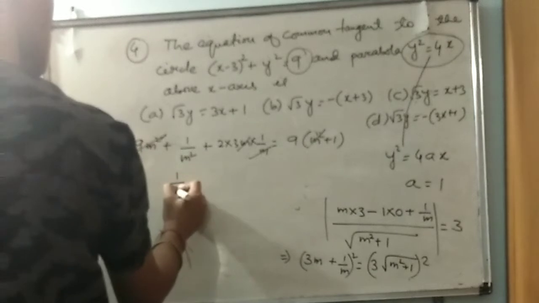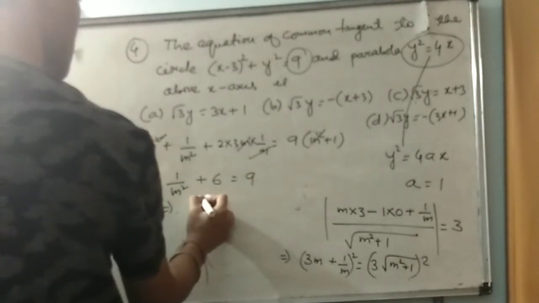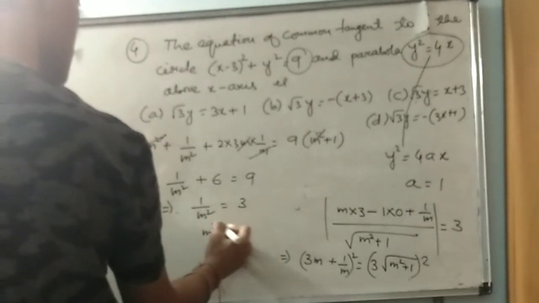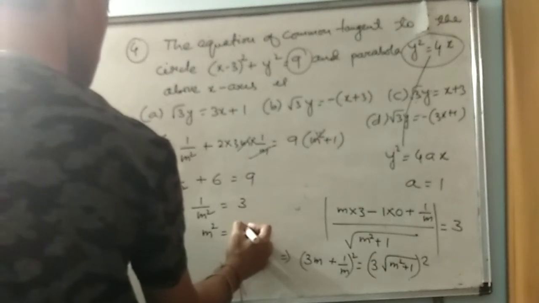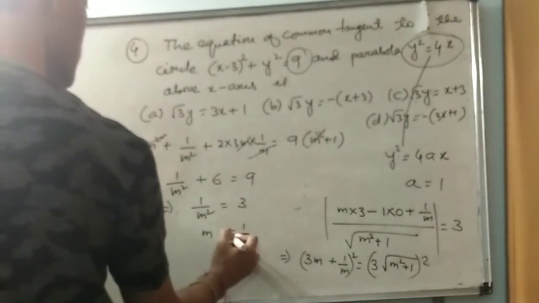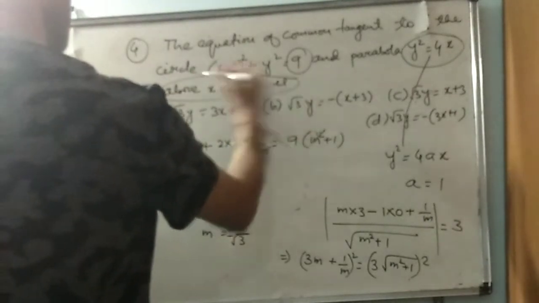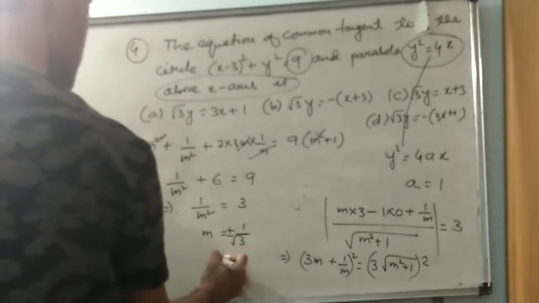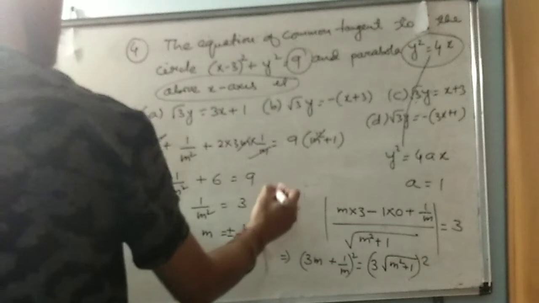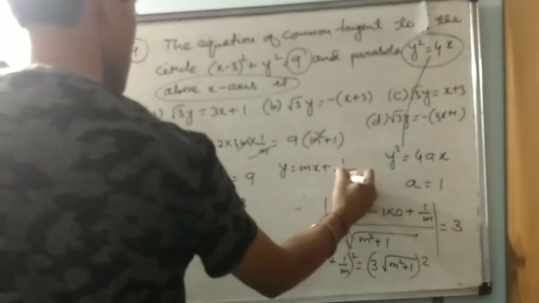So we are getting 1 upon m square plus 6 is equal to 9, which gives us 1 by m square is equal to 3. So clearly m square is 1 upon 3. So m is obviously 1 by root 3. Now it is having plus minus sign. Since this has to be above x-axis, the minus sign is rejected and m is taken 1 by root 3, which we will put in the equation of tangent, which was y is equal to mx plus 1 upon m.